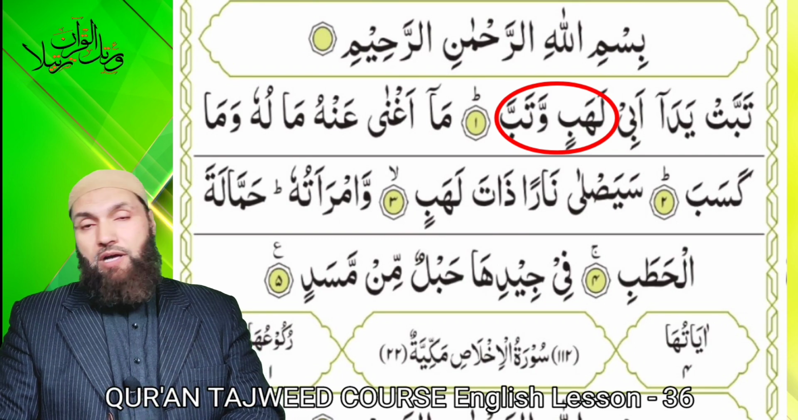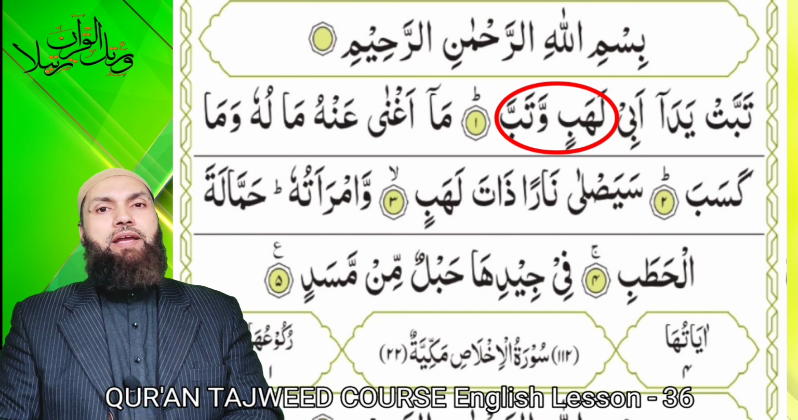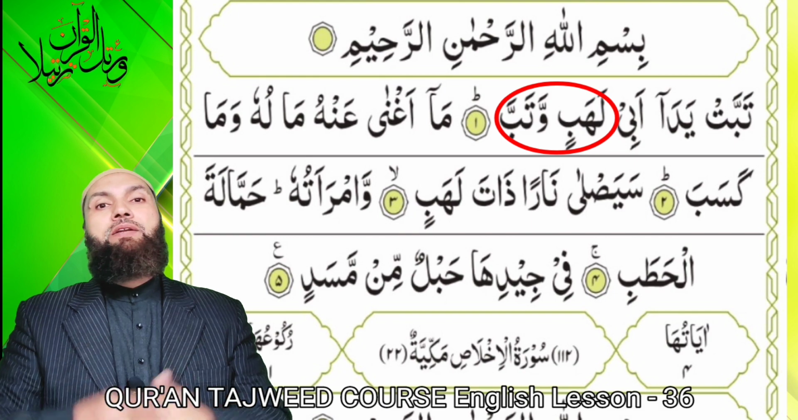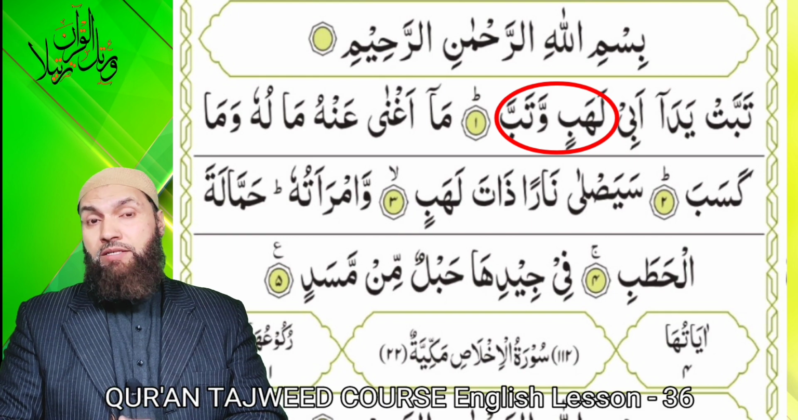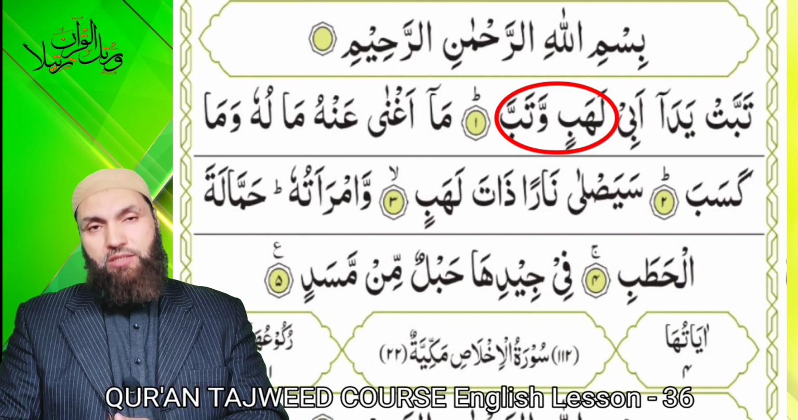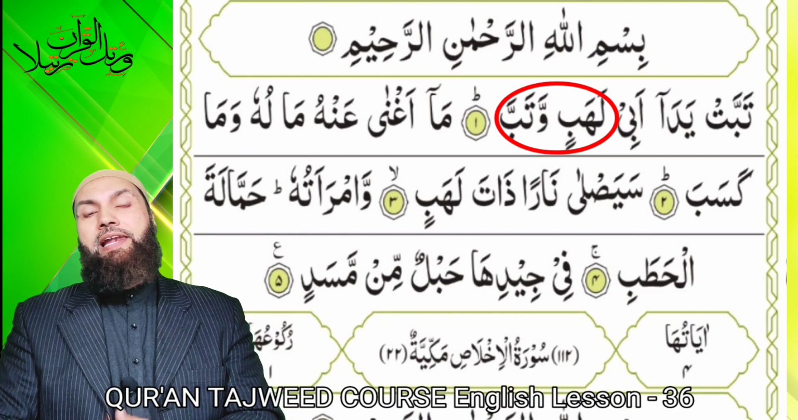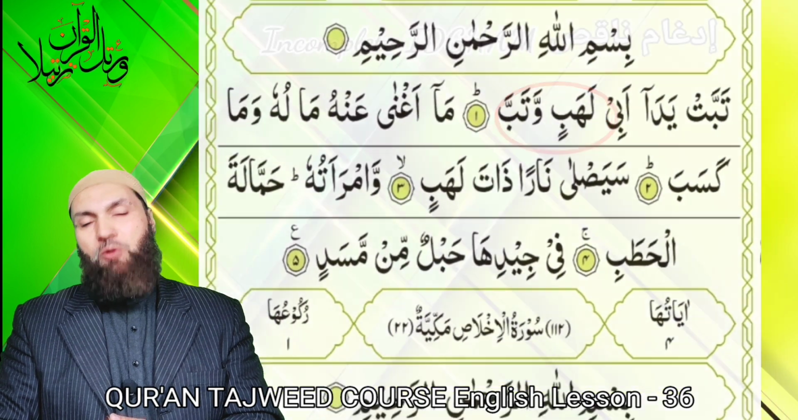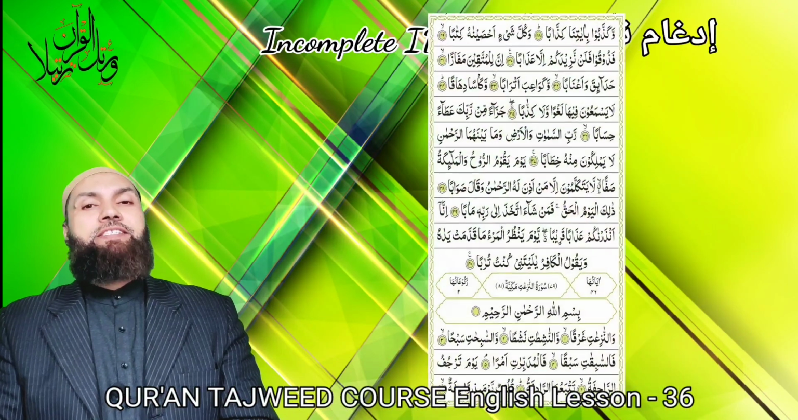Now if we do the idgham here without gunna, like lahabiw wa tab, lahabiw wa tab, making no part of this noon apparent, that would be wrong. The right way is to do idgham with gunna, like lahabin wa tab, lahabin wa tab. Okay. Next example.